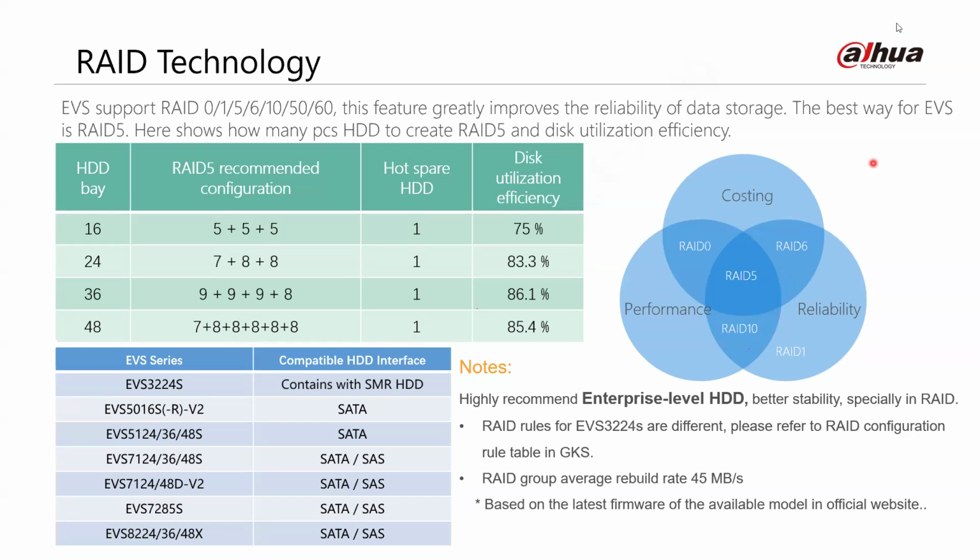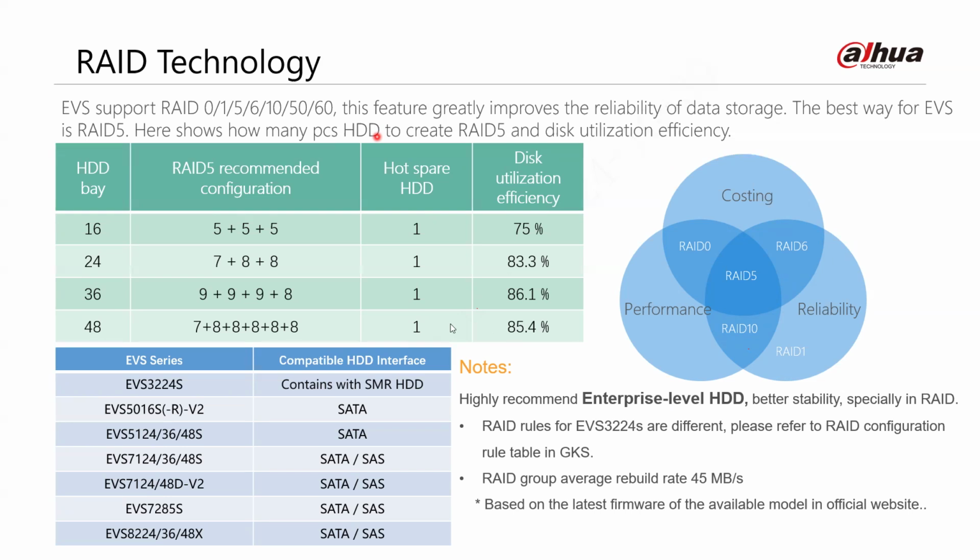It supports the different RAIDs: RAID level 0, RAID level 1, level 5, level 6, level 10, level 50, and level 60. Most people say RAID level 10, level 50, and 60, but the correct term is just 10, 50, and 60. This feature greatly improves the reliability of your data storage. The best option for the EVS is always RAID level 5 because of other advantages that come with it. It maintains the performance of the device as well as the reliability of the device.